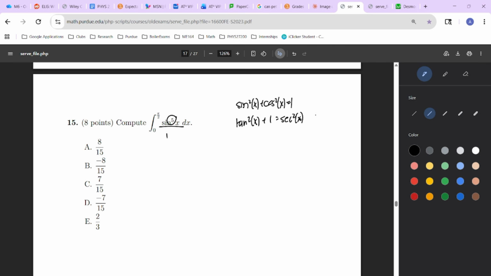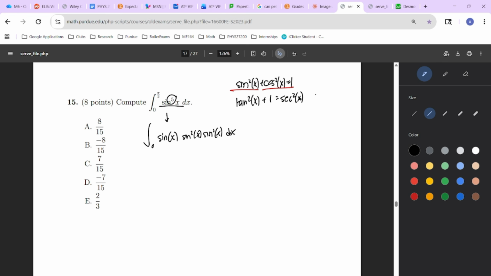So first thing we got to do is split this up into the product of sines that all have a degree of less than or equal to 2. So sine of x, sine squared of x, sine squared of x, like so, dx. And while this doesn't really get us anywhere, maybe we can consider using a trigonometric identity here. The one that I'm looking at is taking this one right here. We can solve for sine squared of x in terms of 1 and cosine squared of x, and then we can plug that back in.